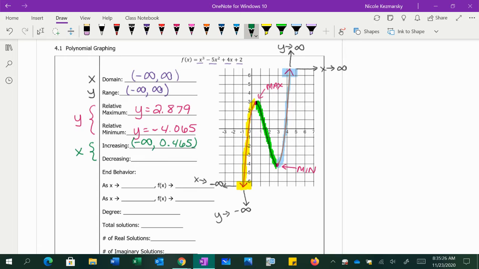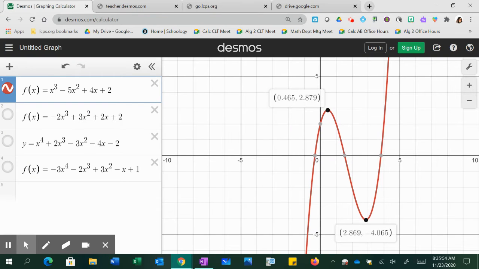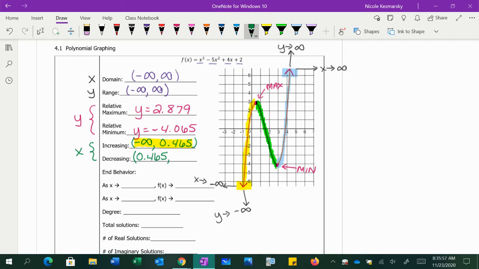So then the graph starts going downhill, which means it's decreasing. Okay, so this first interval is the yellow region. The next interval is going to be the green region. Well, the green region starts where the yellow left off. So it starts at 0.465 and it continues until it hits the min. I need the x value of the min, not the y value. So the x value is 2.869. So we're going to say 2.869. And so that is the green region of the graph.